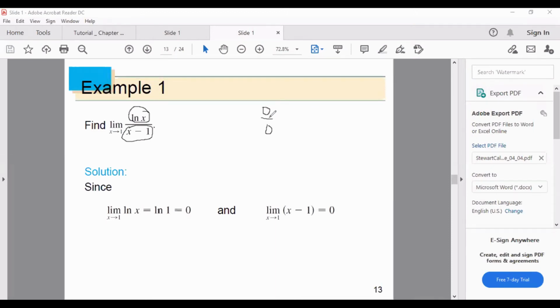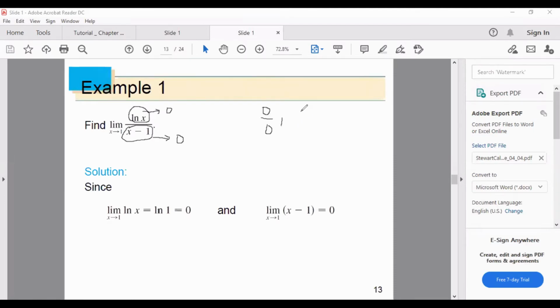Then 0 over 0 is a hard limit. That means we cannot conclude directly. Here it's the case because ln x, when x goes to 1, is equal to 0, because when we substitute 1 instead of x, we obtain 0. And here, when we have x minus 1, this limit is also equal to 0. Then we have 0 over 0.